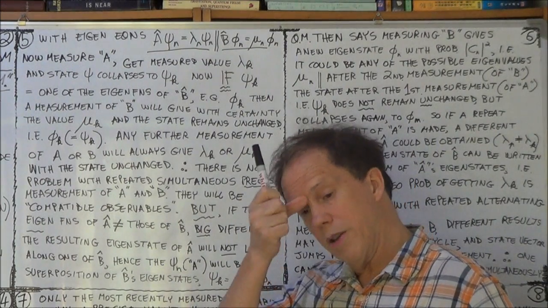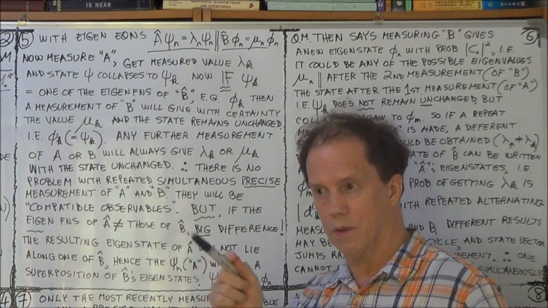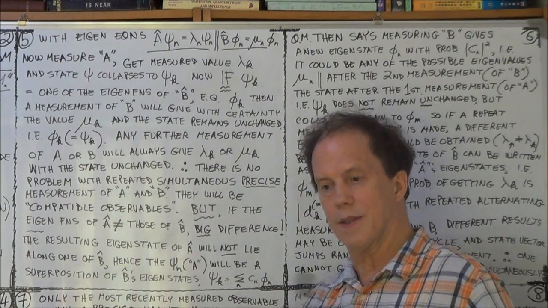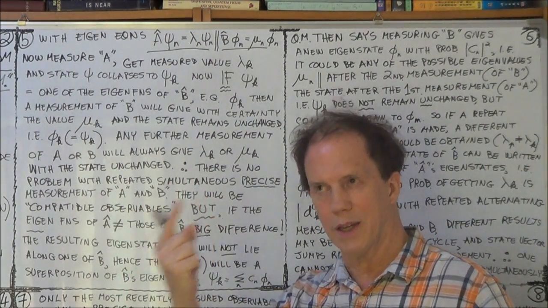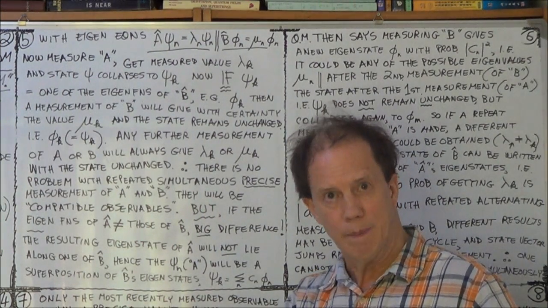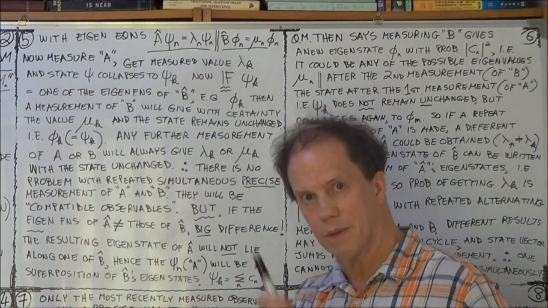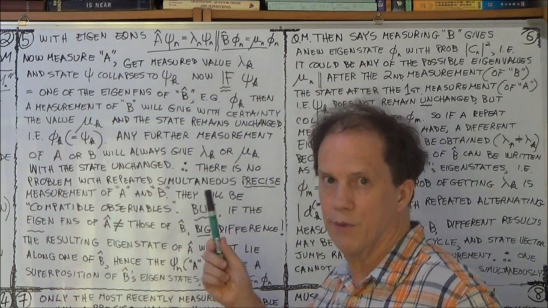You only get collapse when you've got a superposition, when you've got your coefficient c. But if there's only one eigenstate involved, if there's no superposition, then the measurement outcome is certain, and the wave function does not change after the measurement. I hope you knew that already. We've talked about that before.